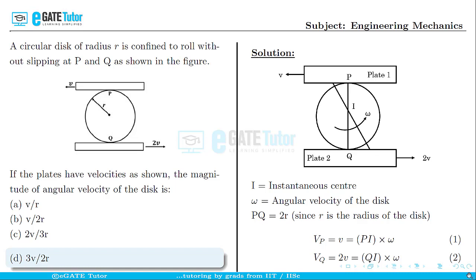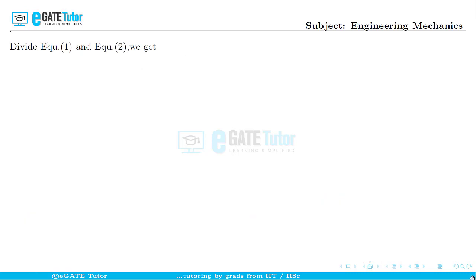Now let us divide equation 1 by equation 2. We get v by 2v is equal to PI into omega by QI into omega. V and v will cancel out. Similarly, omega and omega will cancel out. We are left with 1 by 2 is equal to PI by QI. That further gives us QI is equal to 2 PI.